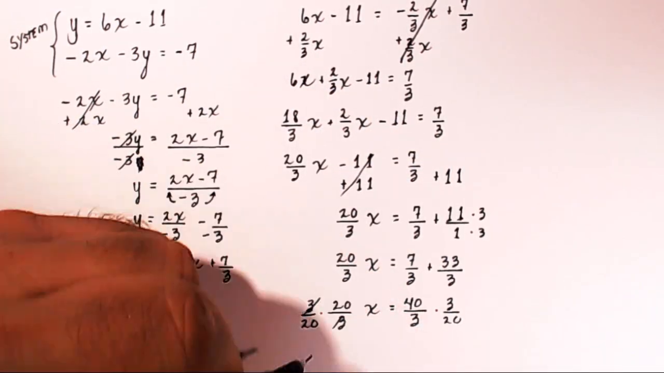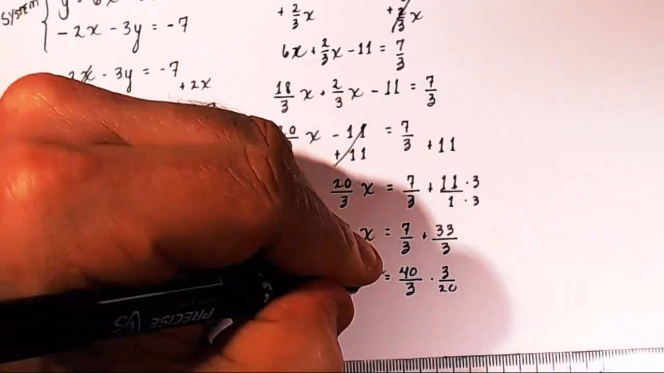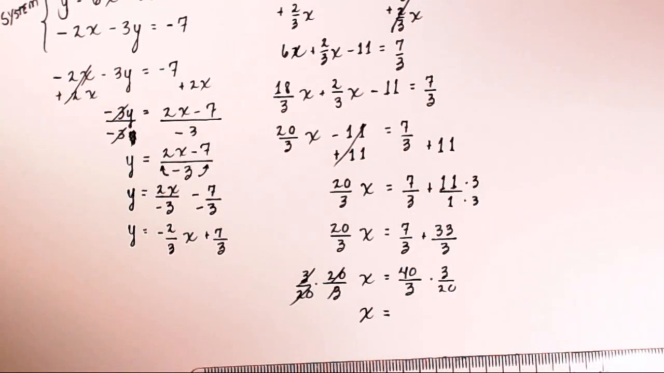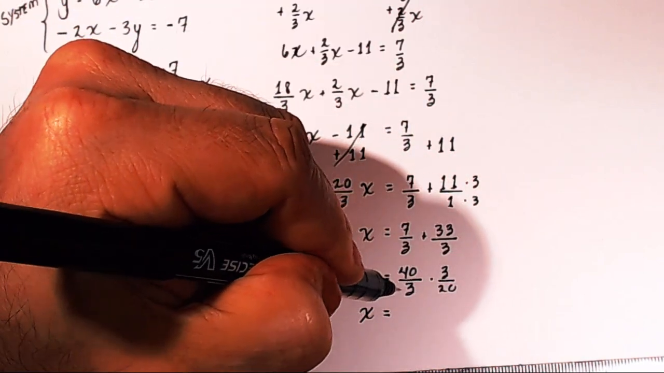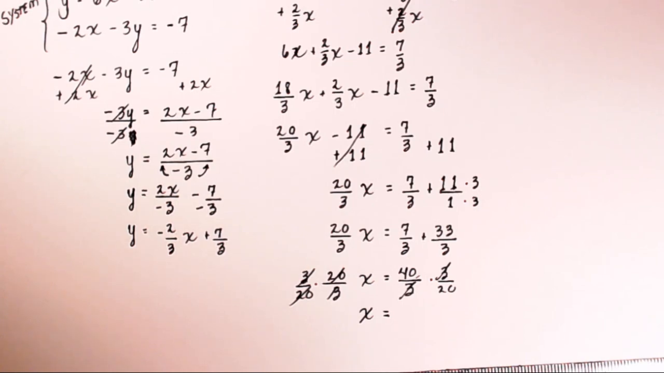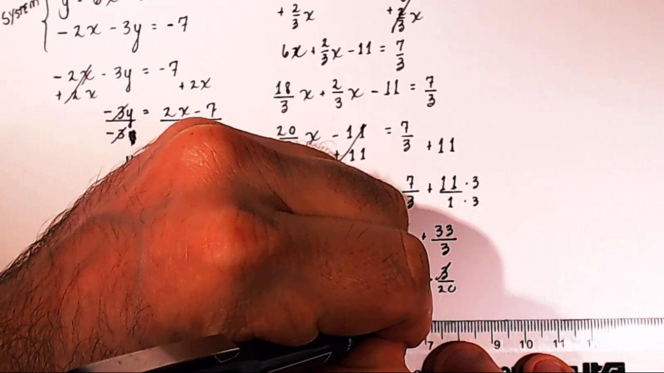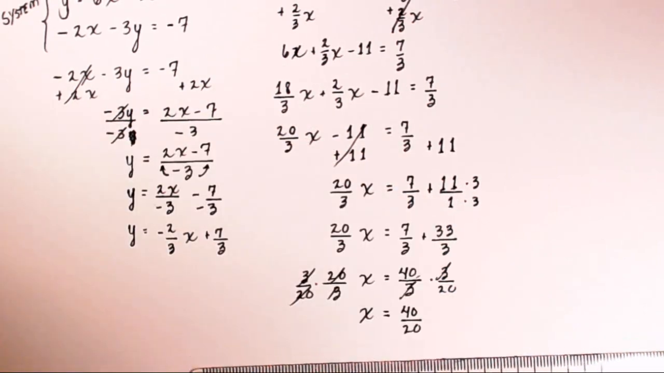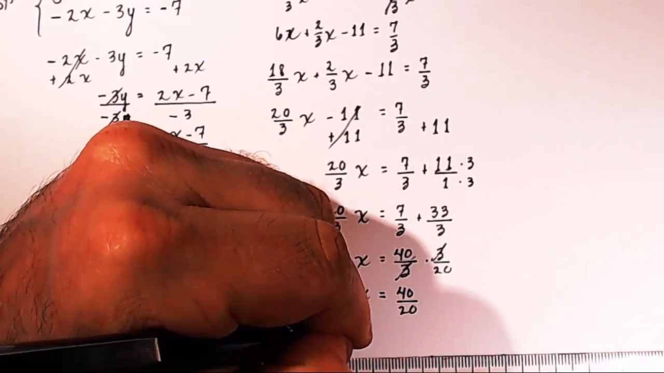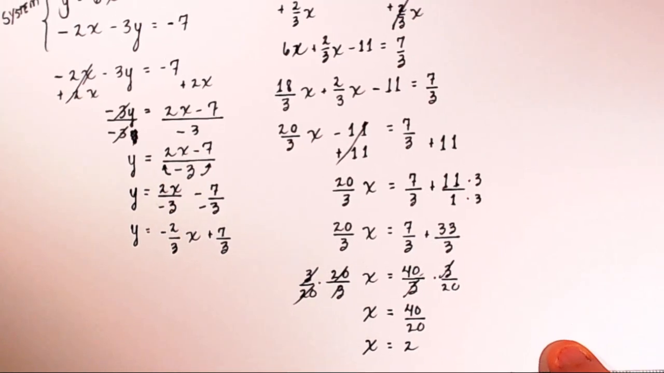These 3's cancel out, these 20's cancel out, leaving x by itself. So now I have x equals, before we start writing anything, just take a look at this. These 3's can cancel. Just saves us some time. So now I have x equals 40 over 20. Now reduce that fraction. 40 divided by 20 is 2. So x equals 2. Okay?